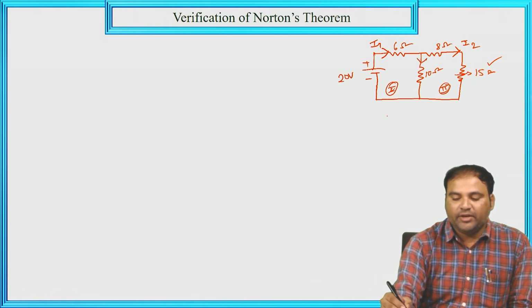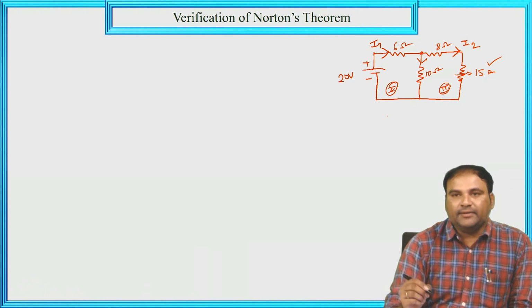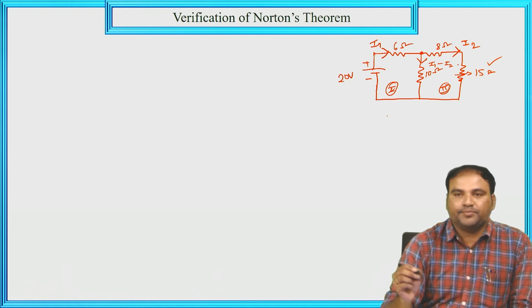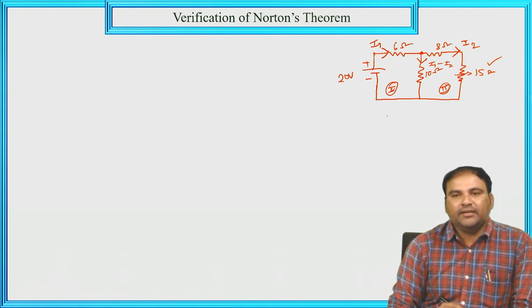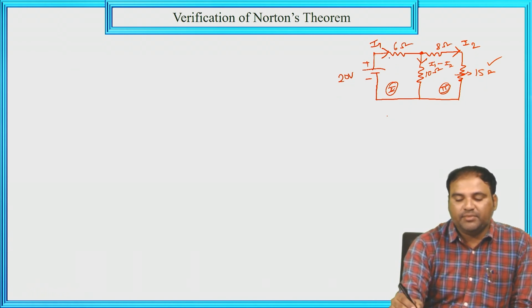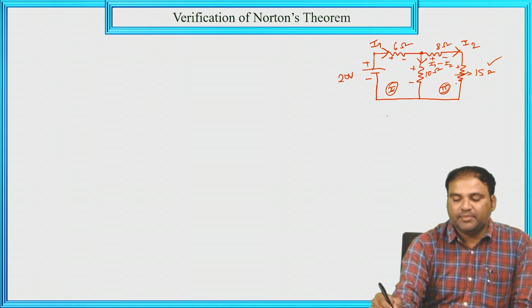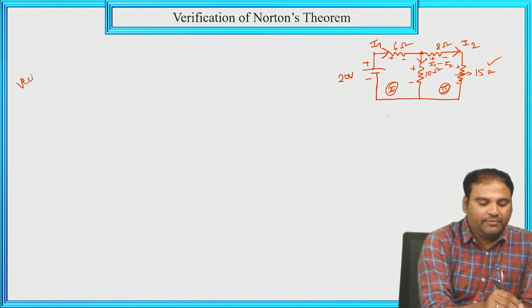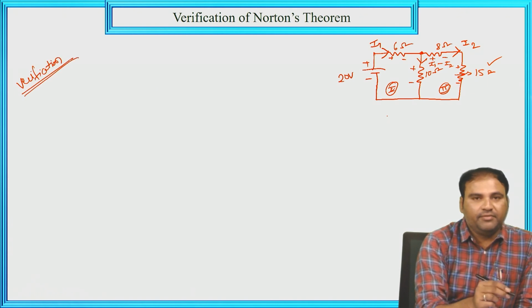Now at this node point the current is dividing, so the current through 10 ohm is I1 minus I2. After that we have to assign the polarities. It is starting from the positive, so plus minus plus minus. Here also this is plus minus, and here also this is plus minus, right? Now apply KVL. This is the verification of Norton's theorem.